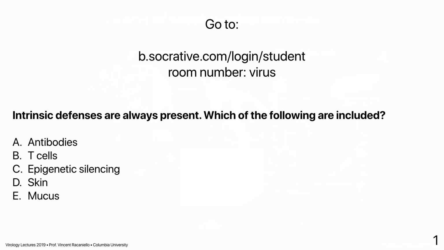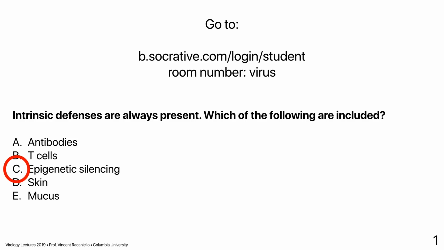This first question is about intrinsic defenses. They're always present. Which of the following are included? Antibodies, T cells, epigenetic silencing, skin, or mucus, which is an intrinsic defense? So the answer is C, epigenetic silencing is an intrinsic defense.